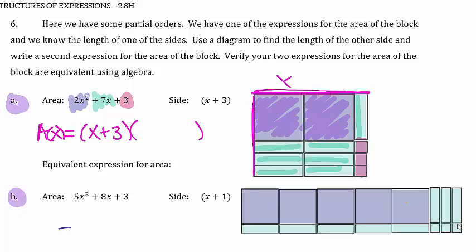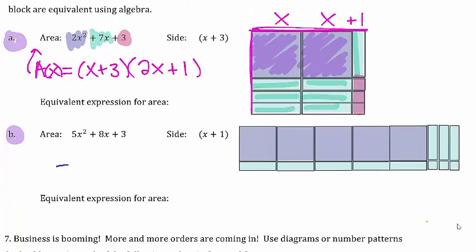Right, it would be 2x plus 1, and that would be equivalent to this one. And if you were to multiply it out, you would see that. Please do that for B.